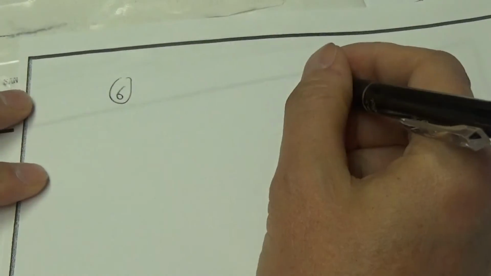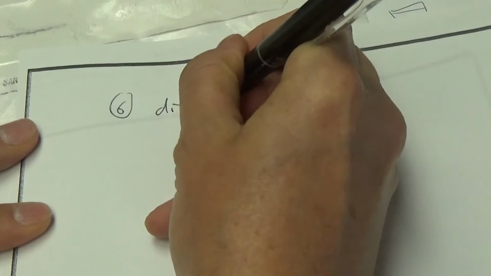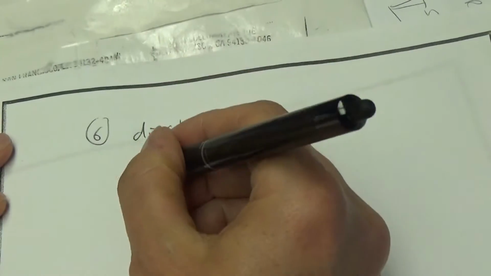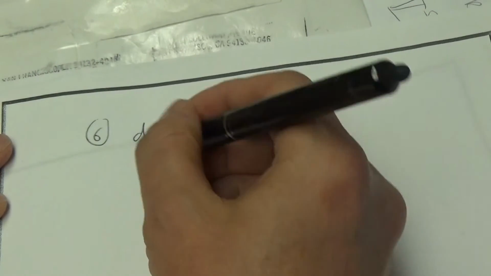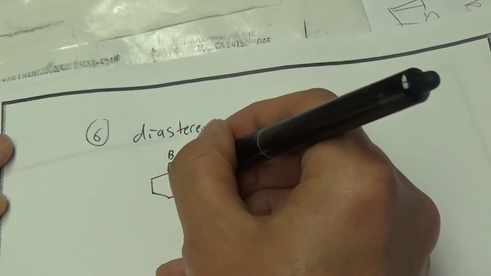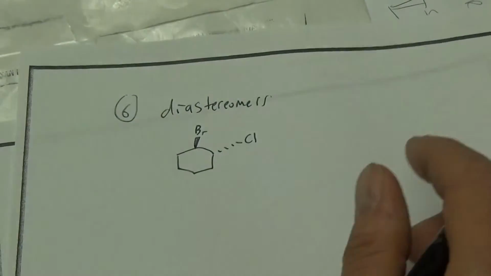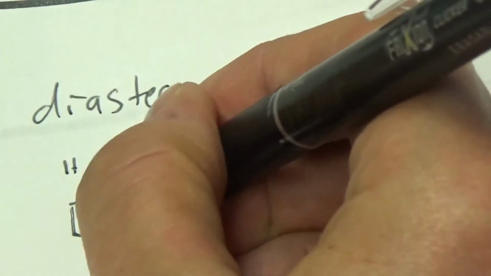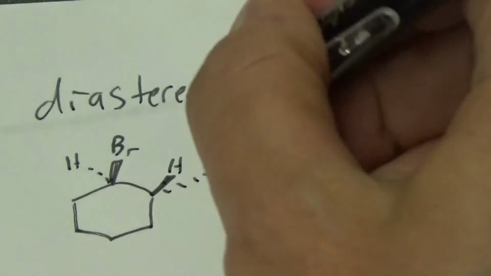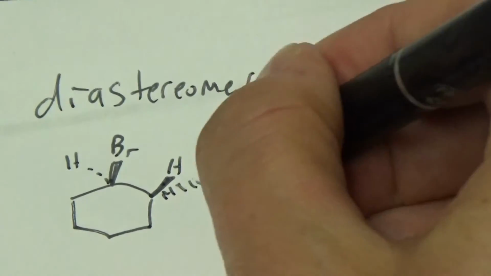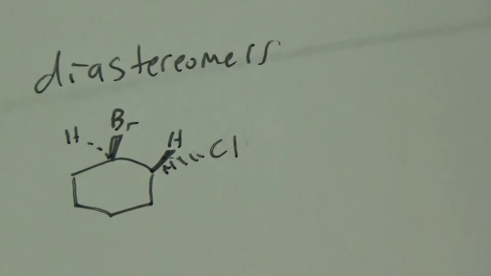So we're still on number 6, diastereomers. Let's just show another example. Let's have 1-bromo-2-chlorocyclohexane, and we have an H there and an H there. Okay, so we have bromo-chlorocyclohexane.